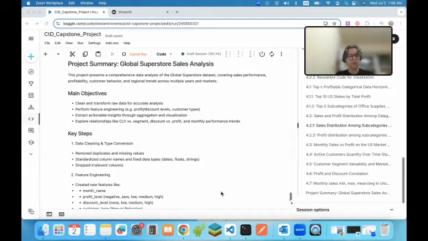Some key takeaways on this project include understanding how a discount impacts profit, identifying top-performing products and regions, and calculating customer lifetime value using real transactional data. This project helped me strengthen my skills in data wrangling, exploratory data analysis, and business-focused storytelling with code.